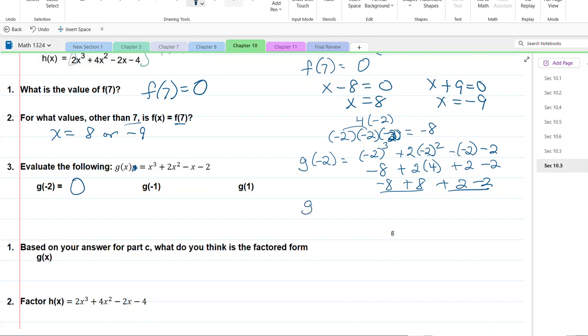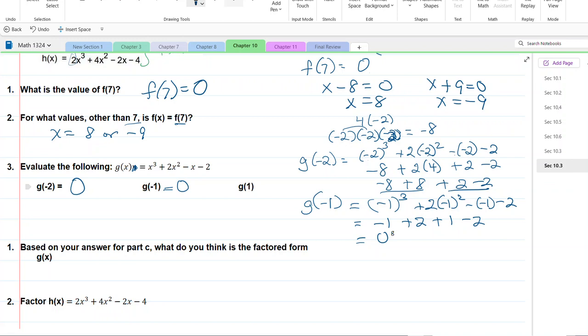Now we want g of -1. All right. So I have a negative 1 cubed plus 2 times a negative 1 squared minus a negative 1 minus 2. All right. So this is a negative 1, a positive 1, and a negative. Again, we get 0.